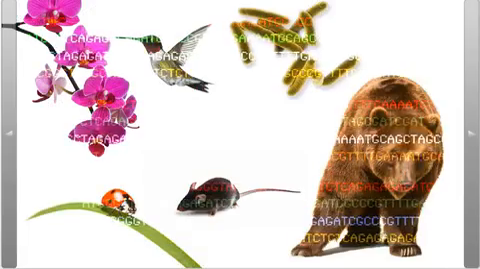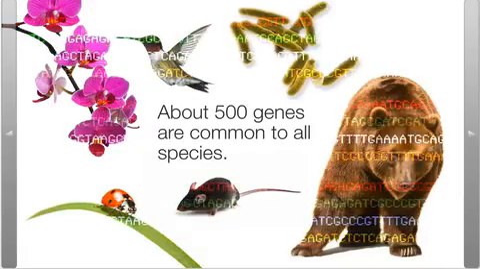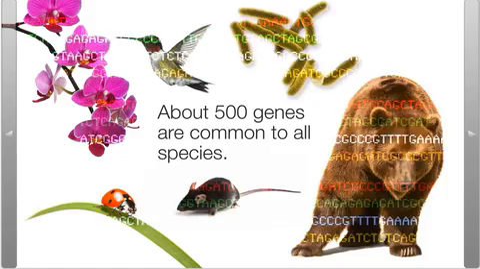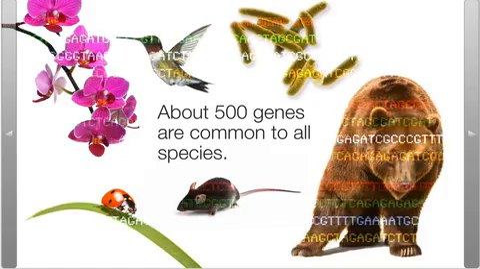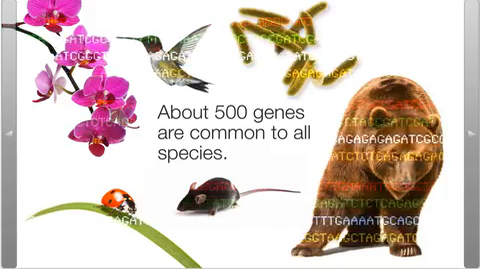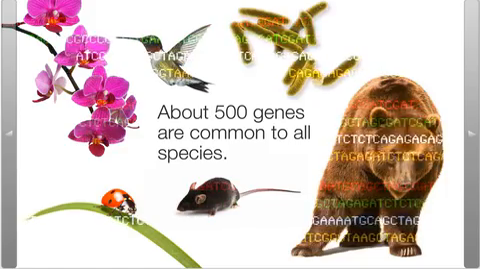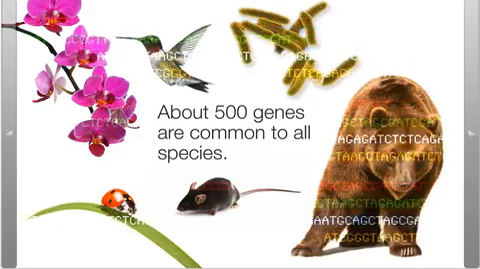About 500 genes are common to all species. These genes encode cellular machinery essential for life. Shared biochemistry and common genes provide strong evidence that all living things descended from the same ancestor.